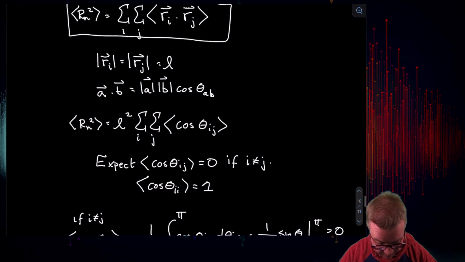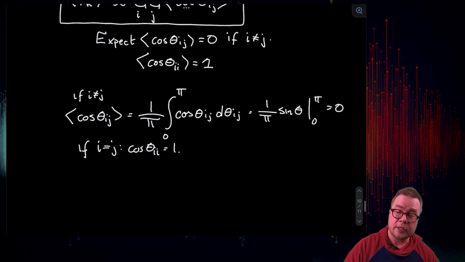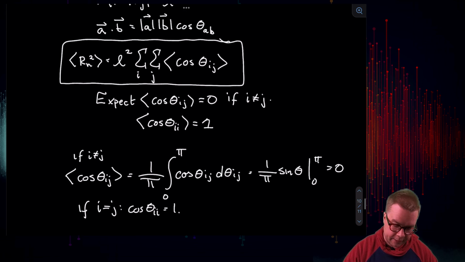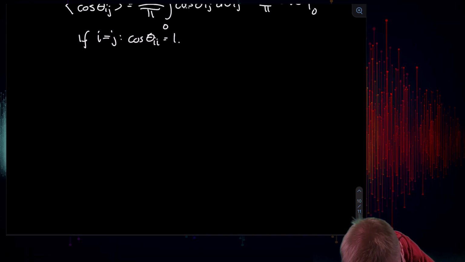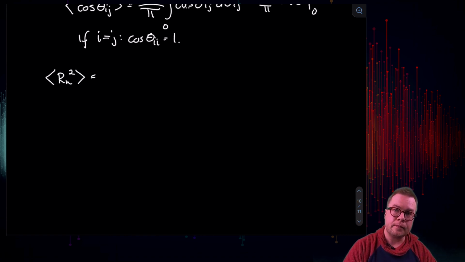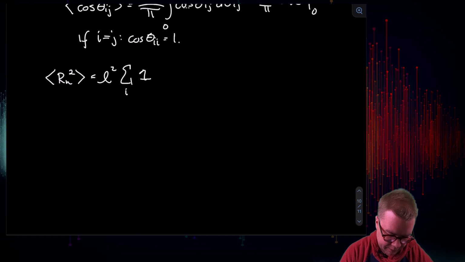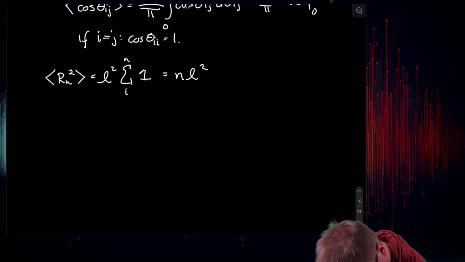So this simplifies our expression up here for the mean squared end-to-end distance. This term in the brackets, this cosine theta ij, is going to be 0 unless j is equal to I. So that's going to get rid of one of our summations, and this will look a little simpler. What we're going to end up with is that the mean squared end-to-end distance for the polymer chain will be L squared times the summation over I of 1. And that goes from I equals 1 to n. So there will be n of those, and we get n L squared.